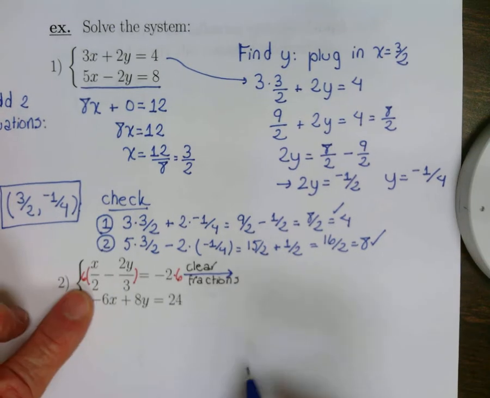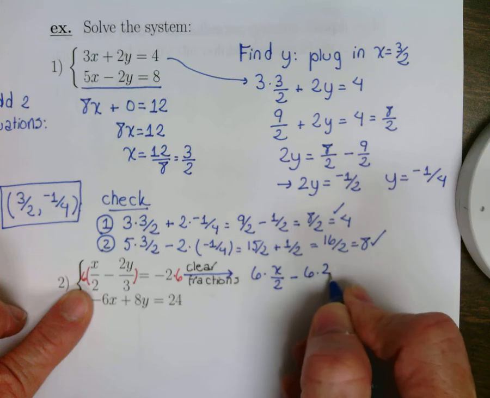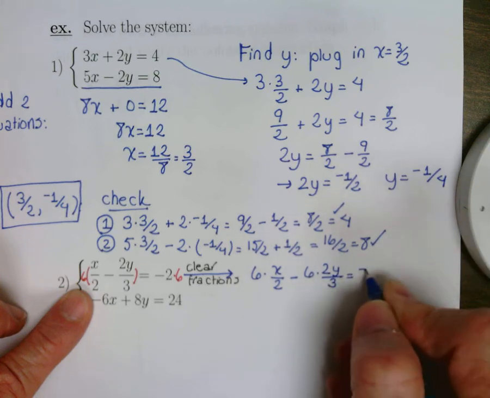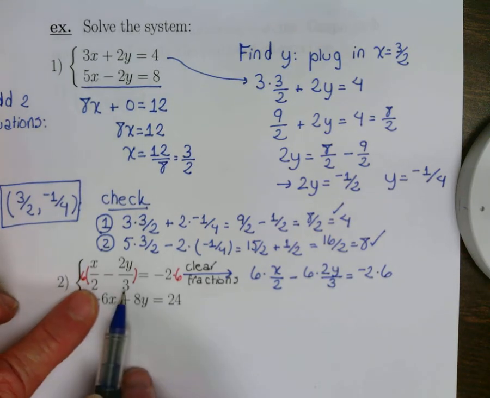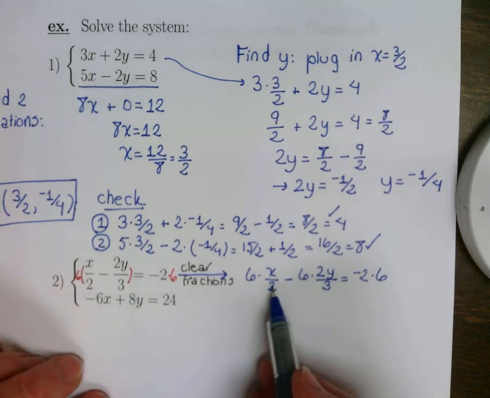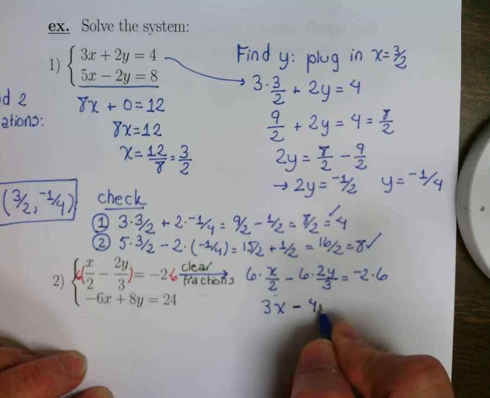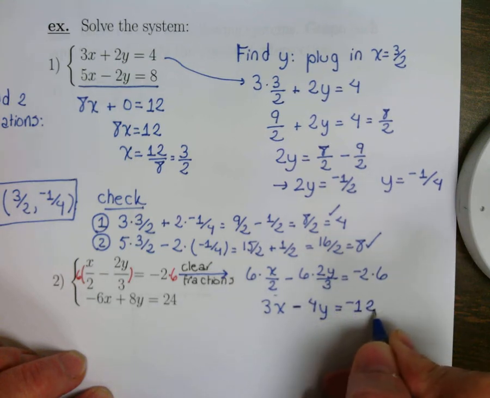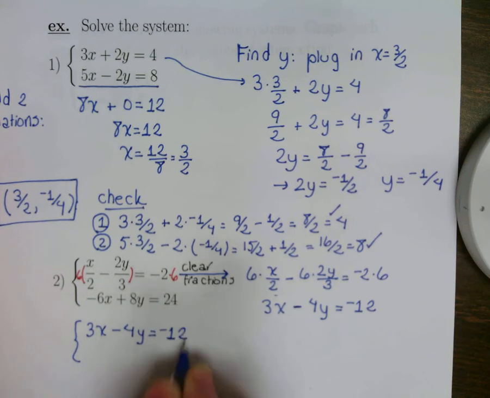Okay, and if I do that, I get 6 times x over 2 minus 6 times 2y over 3 equals negative 2 times 6. Now why did I choose 6? Because that's the common denominator, the least common denominator. Okay, if I do that, I get what? 3x minus 4y equals negative 12. So now I have a new system. Okay, and negative 6x plus 8y equals 24.